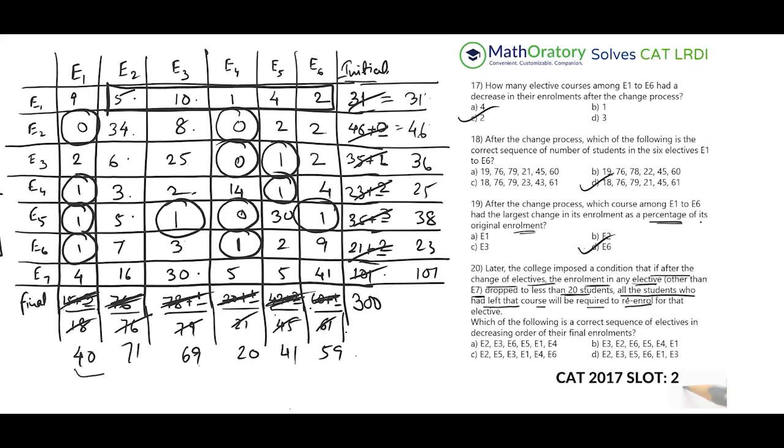So we just need to arrange these numbers in sequence, right? So we are looking for the decreasing order. So decreasing order, the highest is E2. So this is the first position. The second position is this. The third position is this. The fourth position is this. The fifth is this, and the sixth is this, right?